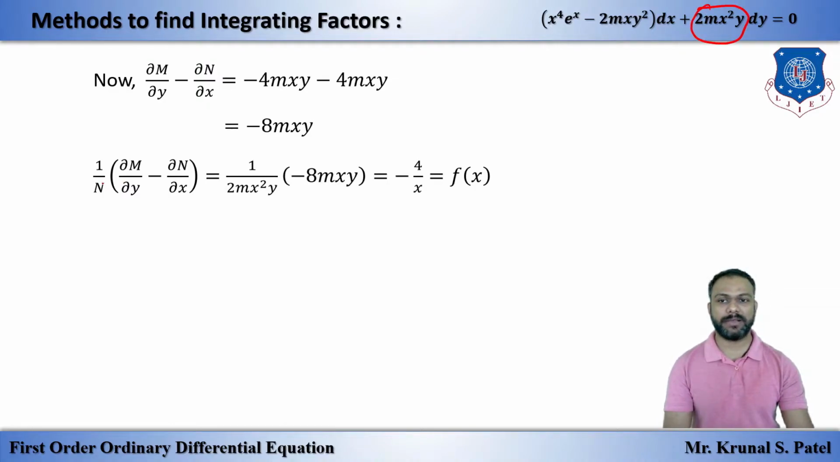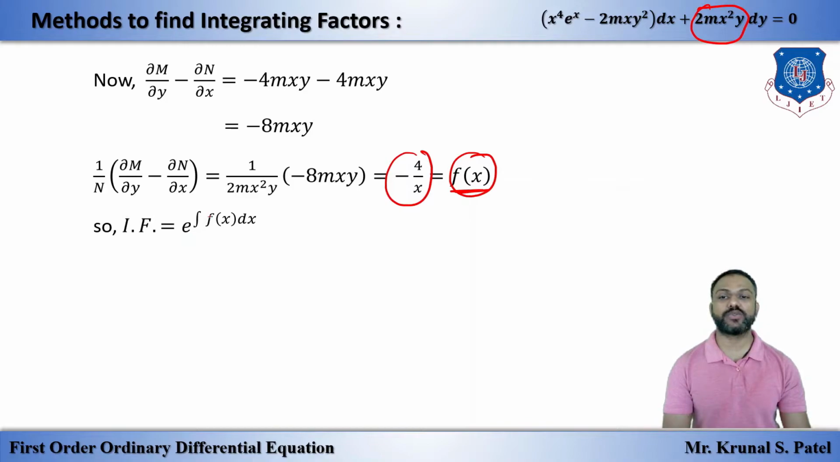Okay, so we will divide by 1 by multiply by 1 by n, so by simplifying it is a function of x only. And if it is a function of x only, this is our IF. Now IF will be e raised to integration f of x dx. f of x is minus 4 by x. So minus 4 as it is, and integration of 1 by x is log x. Now we can take this minus 4 in this power.